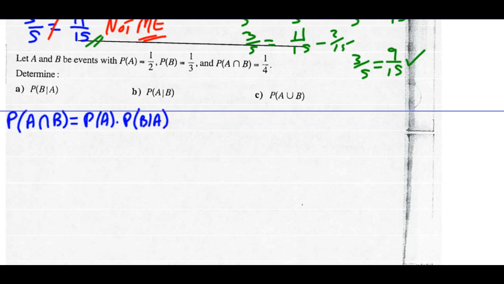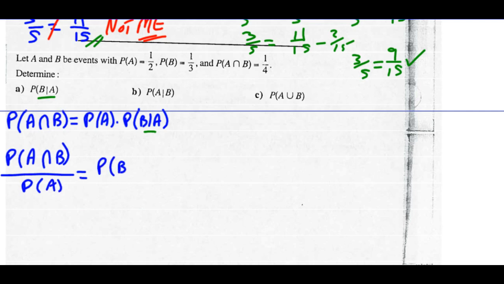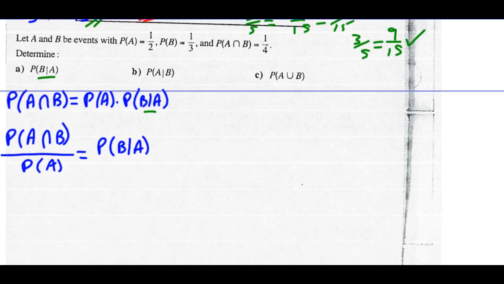So we now want to figure out the probability of B given A. So if I solve for that, the probability of B given A, I divide both sides by the probability of A. So probability of A intersect B divided by the probability of A should give me the probability of B given A has occurred. Well, we're given all those probabilities up here, so let's figure this out.